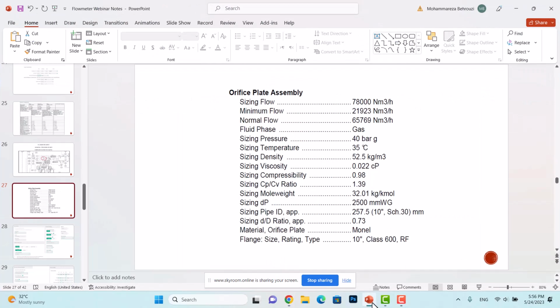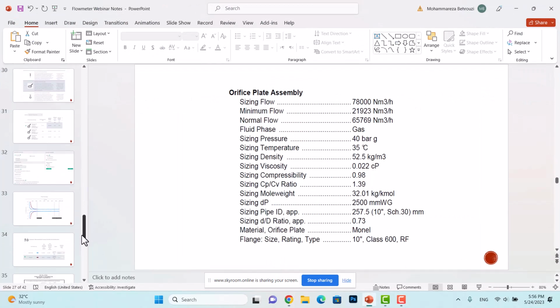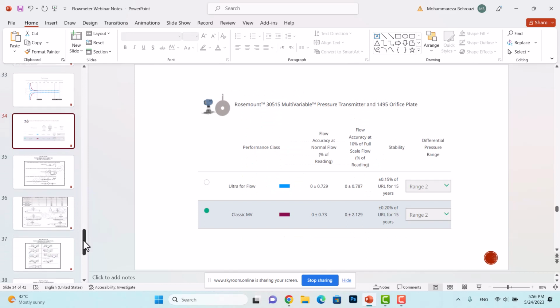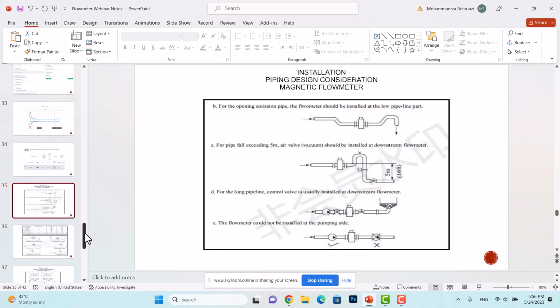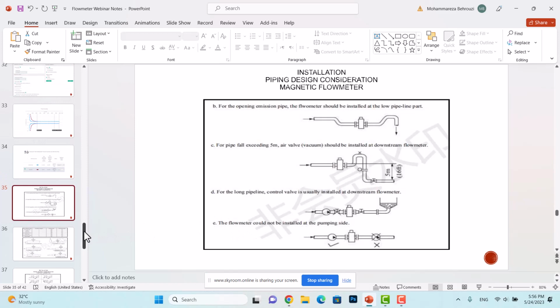And the last part, which is extremely important here, of course this is not the last part, the one to last part: installation considerations, piping design considerations. In piping IDs, some of these flow meters require some piping design considerations. For instance, if you want to install a magnetic flow meter for a specific application, the flow meter could not be installed at the pumping sites. It could not be installed at the discharge of the pump. It should be installed at the inlet, for instance.